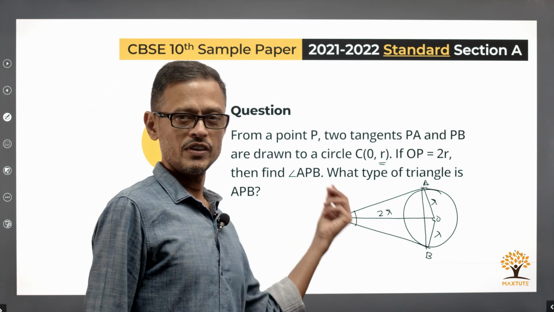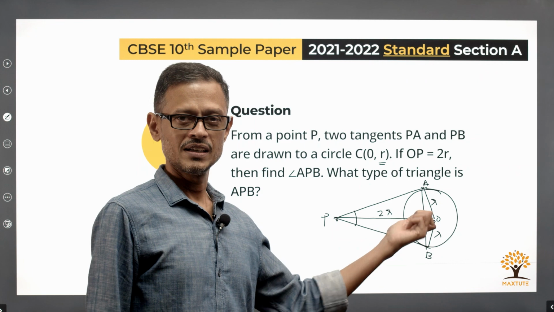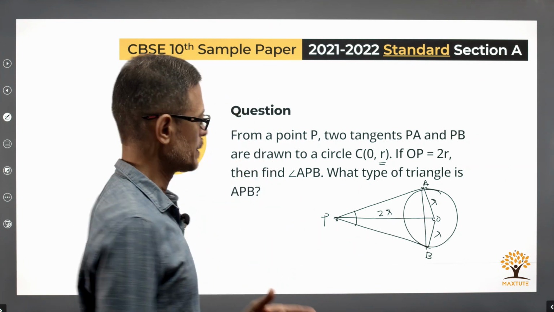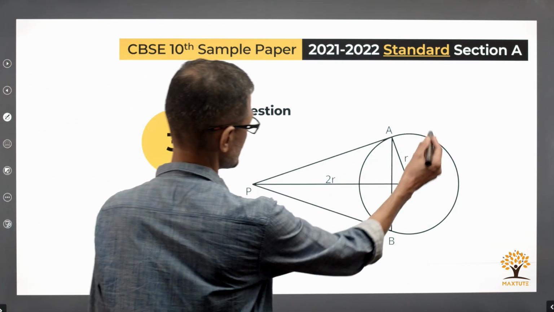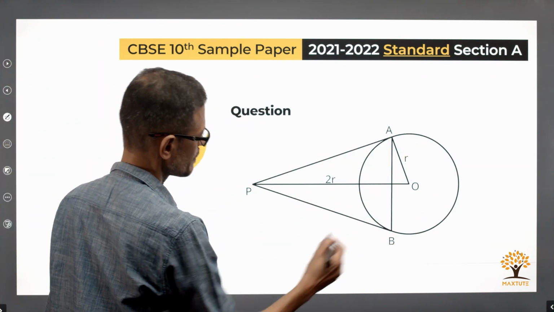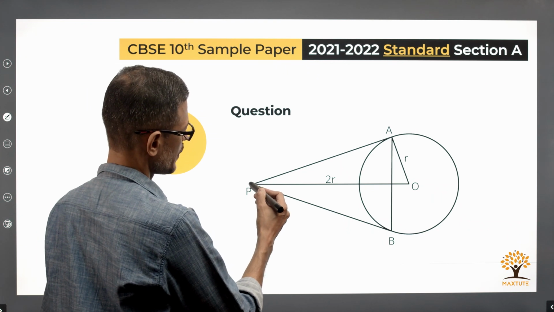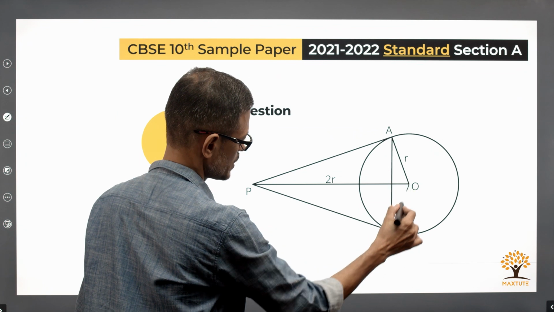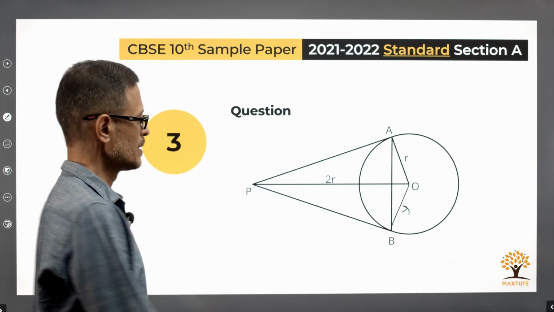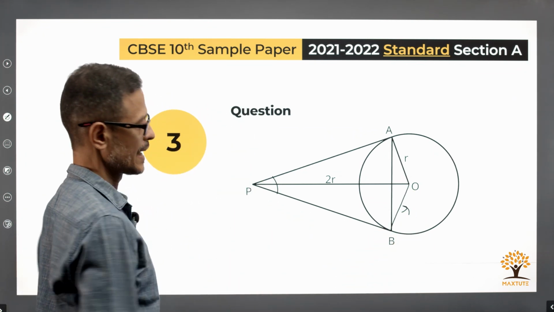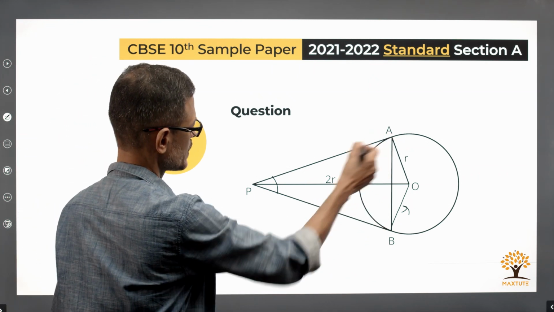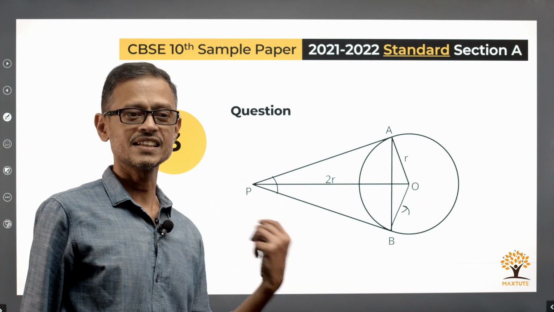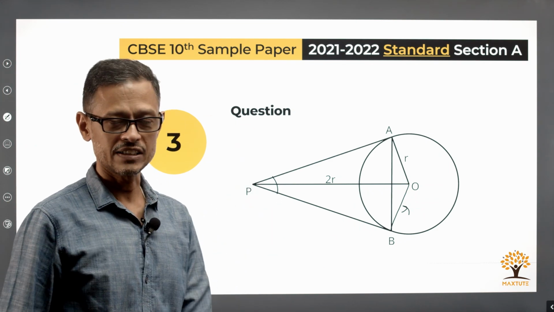Step 1, let's first draw this diagram again in a printed form, understand some basics, establish some things, and then find out the angle APB. Given a circle, from a point P, we have drawn two tangents. The distance from P to the center of the circle is 2R. The radius of the circle is R, so OB is also equal to R. You have to find the measure of angle APB. Subsequently, we also need to find out what kind of a triangle APB is. We will come to that after finding this angle, since we need to know the angle to determine what kind of a triangle it is.